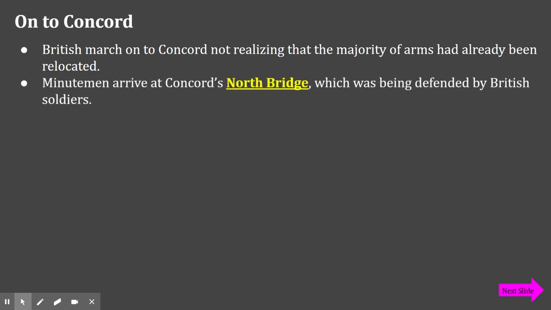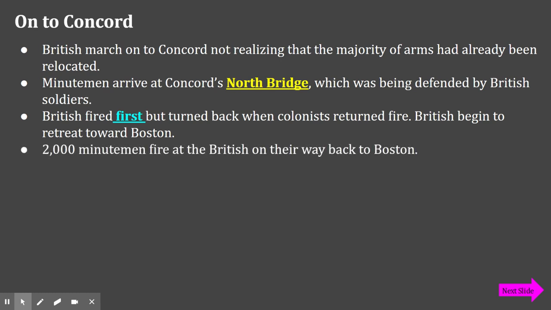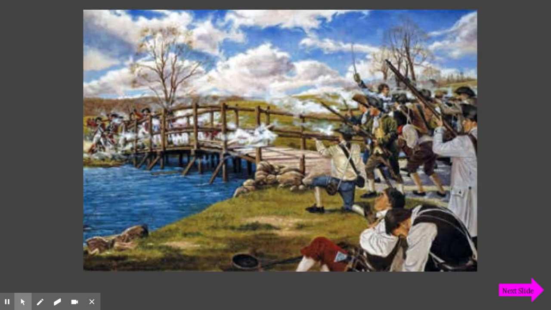The Minutemen arrived at Concord's North Bridge, which was being defended by the British soldiers, and the British fired first, but turned back when colonists returned fire, and the British began to retreat towards Boston. 2,000 Minutemen fire at the British on their way back, and the Minutemen killed 250 redcoats on their retreat. And this is an image of what this battle probably looked like.